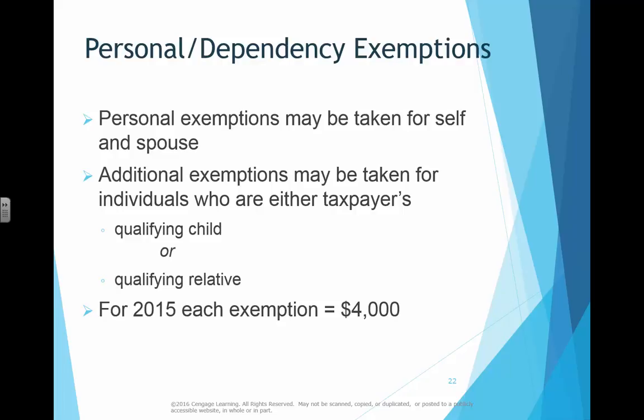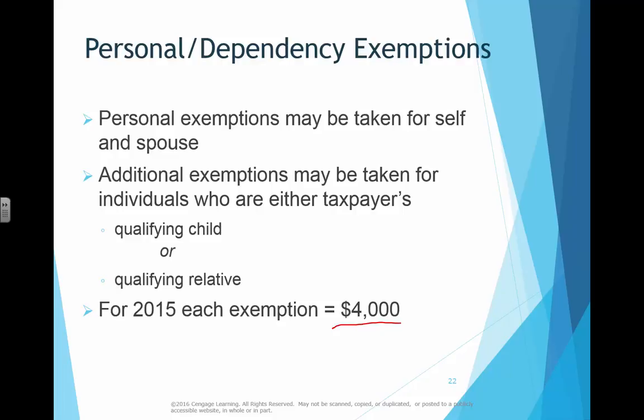Exemptions. I think we all know that they're $4,000 a piece. Pretty straightforward. I get one for me, my spouse gets one, we get one for each of our dependents, right? So what exactly is a dependent? Someone who's not able to survive on their own. Well, that's not really true because my 24-year-old could have lived on his own.